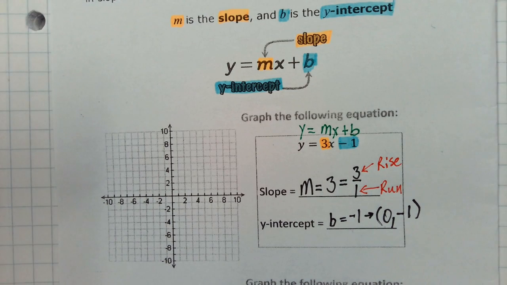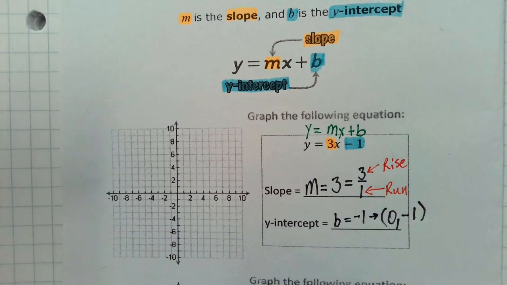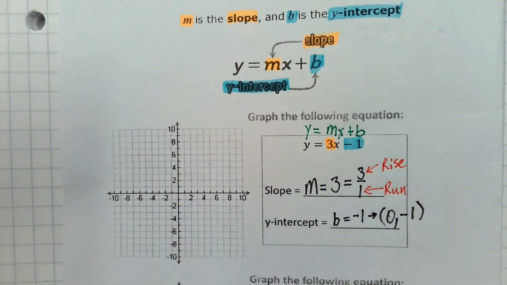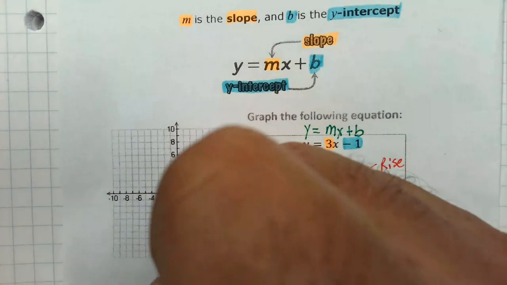Okay? And that's all I need to get started. Just 1 point. And I got it. So this is going to be our starting point. Let's work with that. So look for 0, negative 1 on the y-axis. Where is that? You see it right there? That's 0, negative 1. That's our starting point.